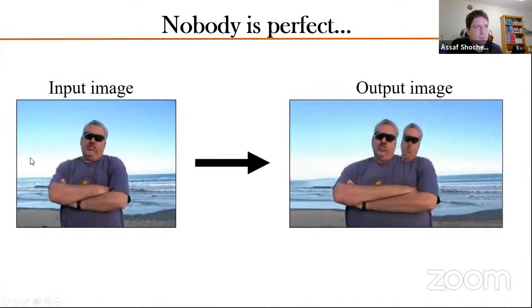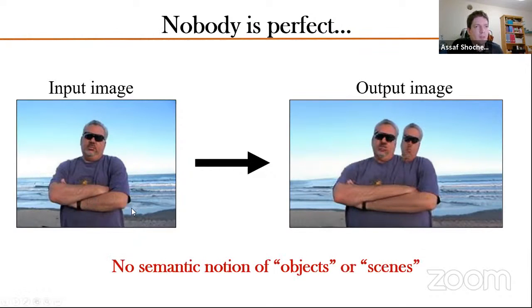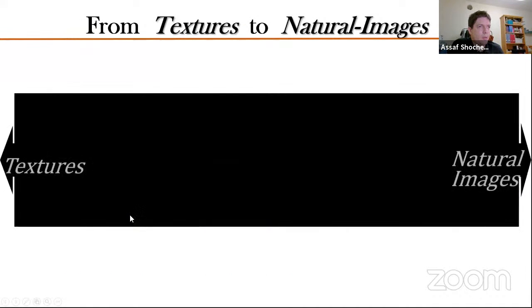But of course, nobody is perfect. So we have these failure cases. The reason is that we have nothing semantic. We have no labels. There is no way that INGAN can know that humans don't have two heads. So the simplest solution when stretching this image is having this guy with the two heads.